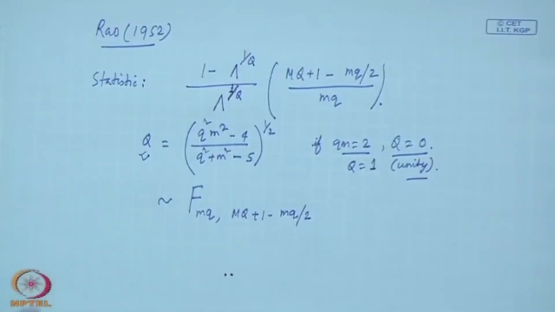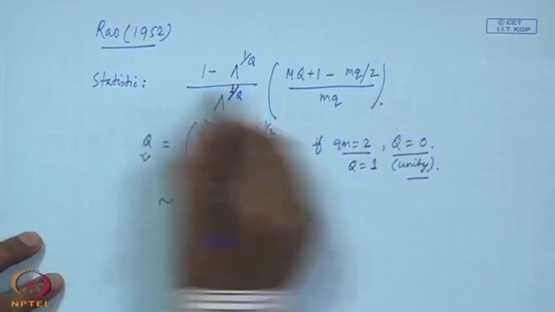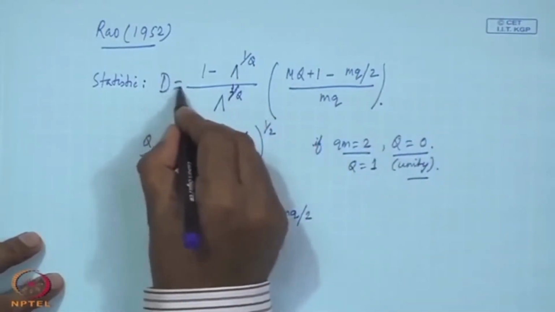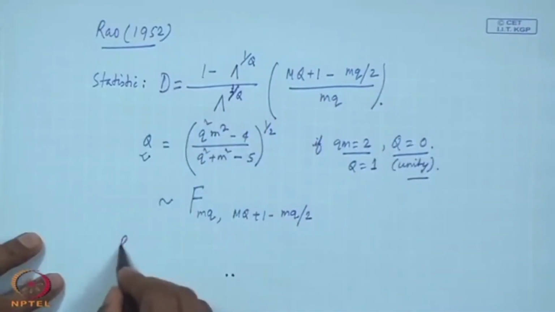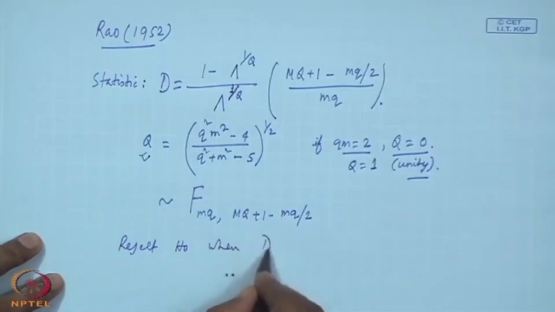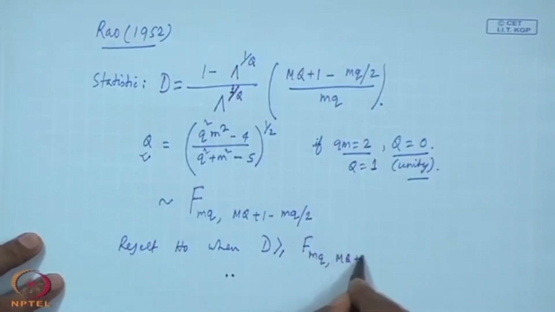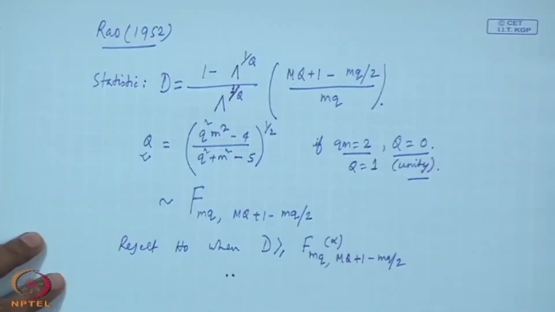So, when do you reject the null hypothesis? If I say this statistic, this total value is D, then you reject H0 when D is greater than or equal to F with mq and capital M capital Q plus 1 minus mq by 2 degrees of freedom, at that alpha value. This is the alpha probability value.